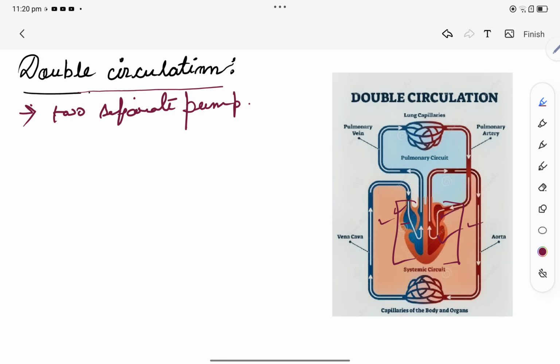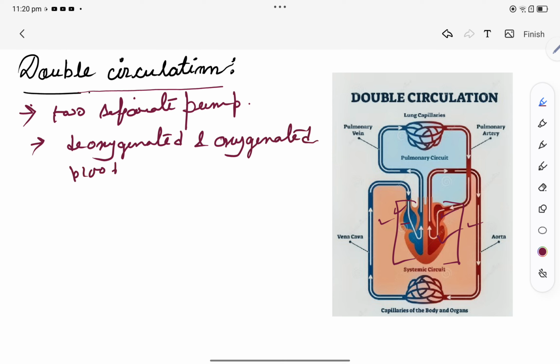Right. Now, these two types of blood always remain separated. They never mix up. Okay. So deoxygenated and oxygenated blood remain separated. Right.